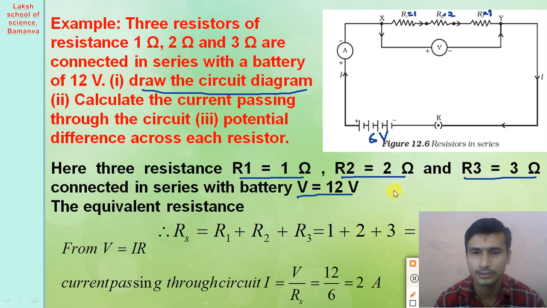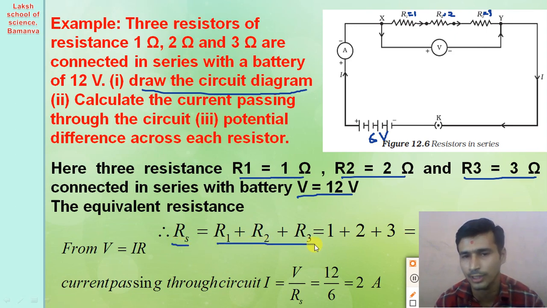As per the series combination of resistors, the equivalent resistance of the circuit is a combination of these three resistors. The total resistance Rs is equal to the sum of the individual resistances. Here R1 is given as 1 ohm, R2 is 2 ohm and R3 is 3 ohm. So we place the values, and we get the total resistance of the circuit equal to 6 ohm.